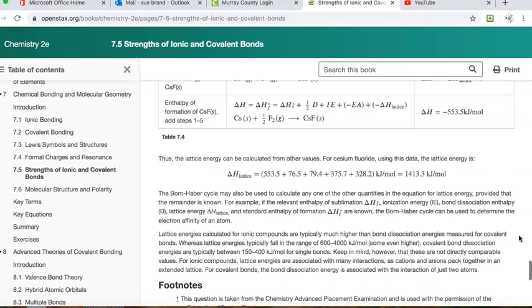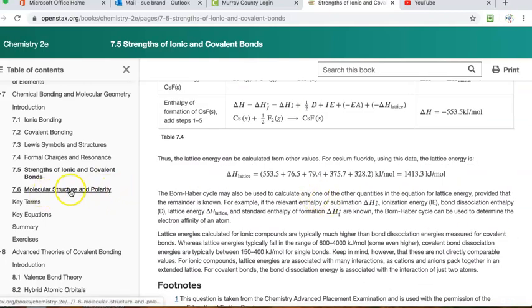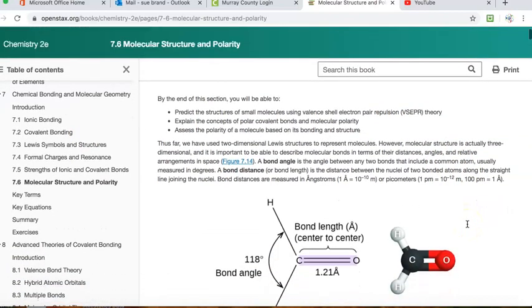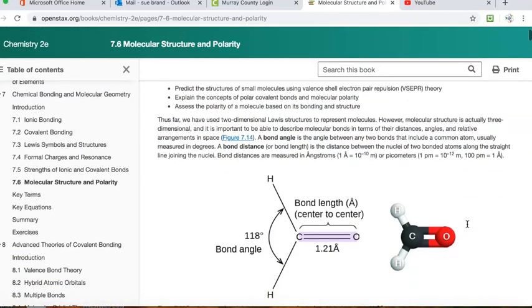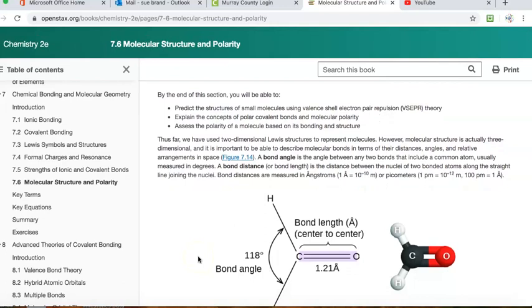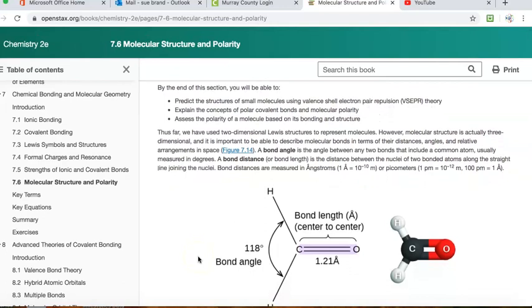All right, the final section is about molecular structure and polarity. So we're going to talk about structures of small molecules using valence shell electron pair repulsion theory, or VSEPR theory. Explain the concepts of polar covalent bonds and molecular polarity, and assess the polarity of a molecule based on its bonding and structure.